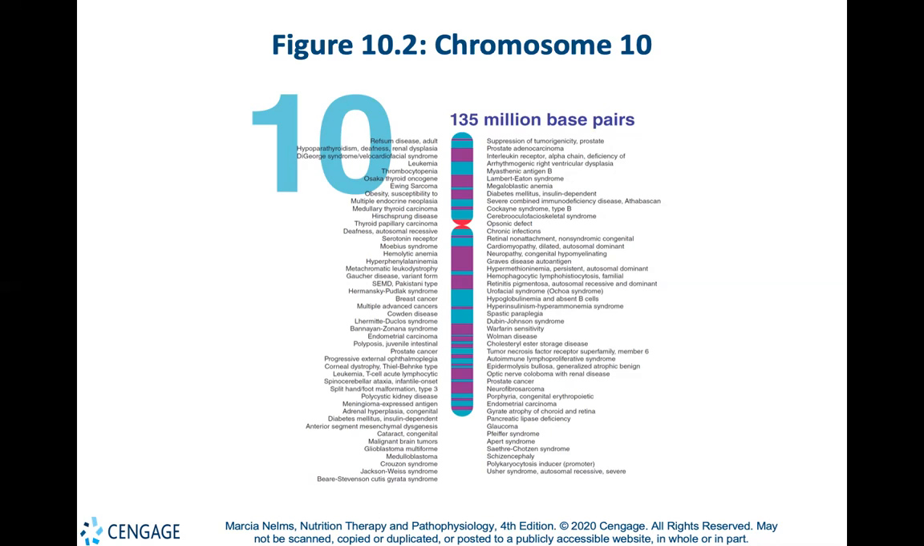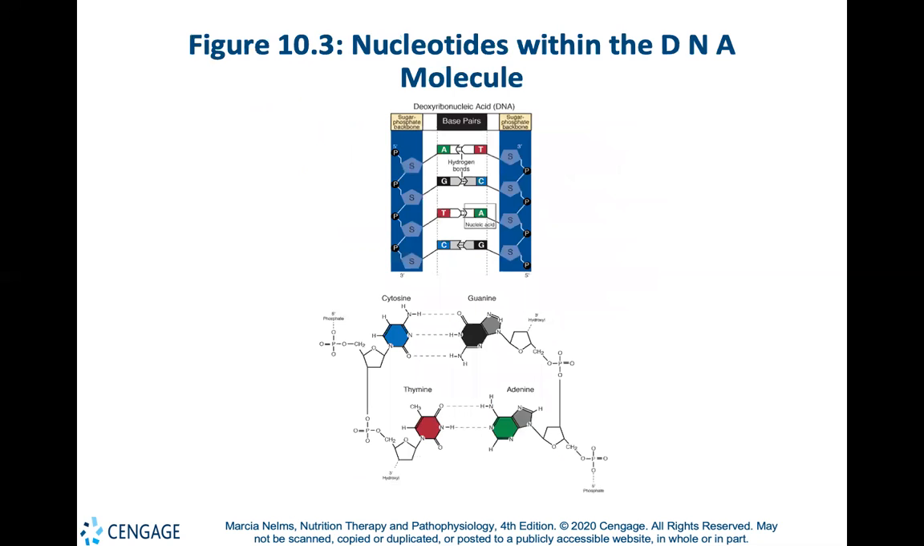Chromosome 10, which is pictured here, includes 700 to 800 genes and has been linked to various disease states with nutritional implications, including several cancers, type 1 diabetes, and Crohn's disease. Figure 10.2 is a nucleotide within the DNA molecule. The four nitrogenous bases of DNA are arranged along the sugar-phosphate backbone in a particular order, encoding all genetic information for an organism.